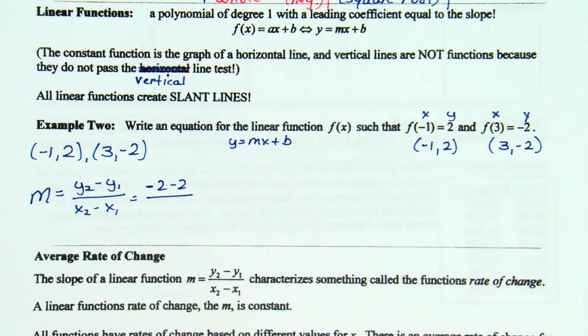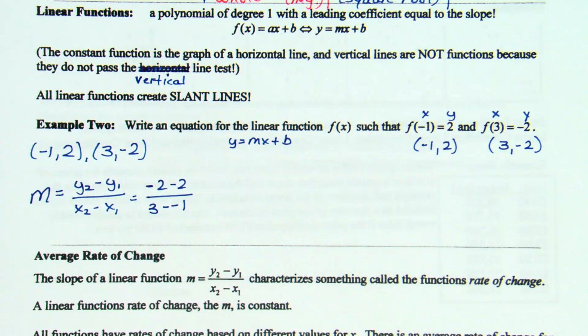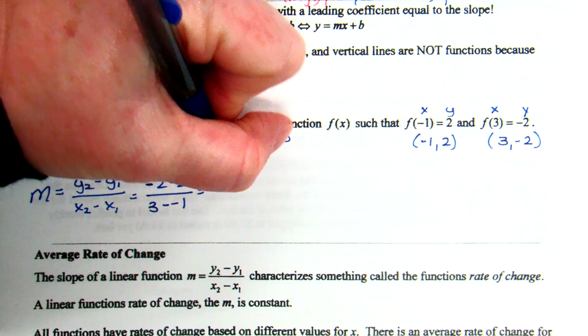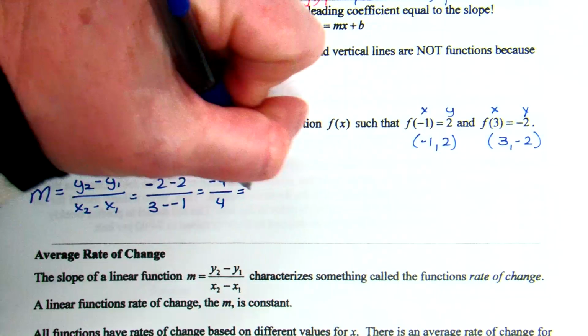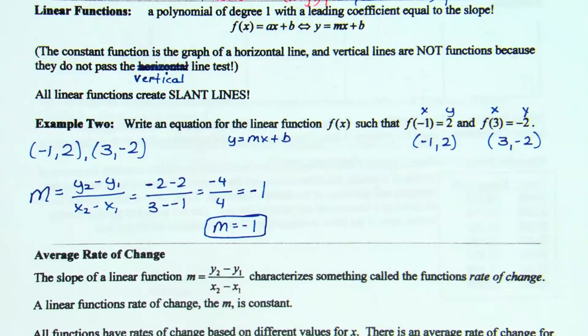So if he says negative 2 minus 2 on top, because those are my y's, what must go on bottom? I'm going to write 3 minus negative 1. Now you'd start with the positive, so it's all good. Realizing you could have reversed both of these, it'll all work out the same. Negative 2 minus 2 is negative 4, 3 minus negative 1 is 3 plus 1, which is 4. Negative 4 over 4 is negative 1. That's our slope. See, you knew how to do that, didn't you? Okay, we need an intercept.